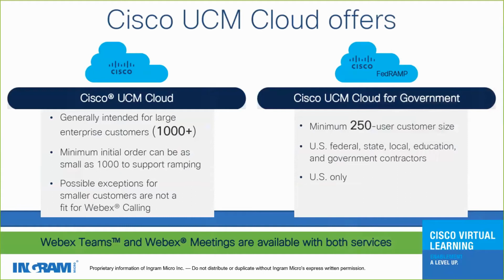UCM in the cloud. So with Cisco UCM in the cloud, we have really 2 different major versions. We have the UCM in the cloud, the basic one, and then we have the government edition. The basic one is designed for customers with 1,000 users or more, and the government one is 250 users or more. Really the big difference is going to be security. There's a lot more around security on the government side. So if you have U.S. federal, state, local, education, all those would be people you'd want to gear towards the government side, versus your standard clientele, which would be on the UCM in the cloud.